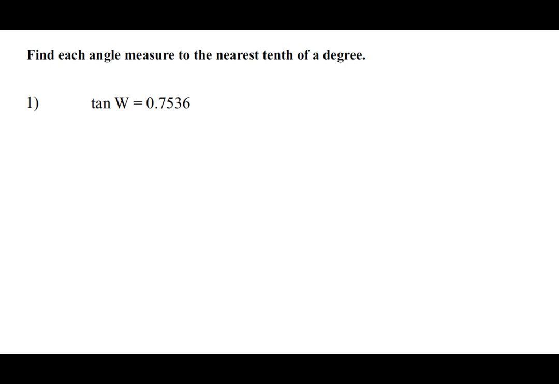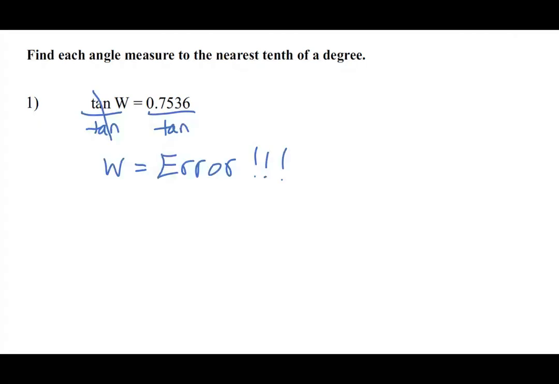So most people, the common mistake is they try to divide by the tangents. And when you put that in a calculator, I know tangents cancel out on the right side. But if you put the 0.7536 divided by tangent in the calculator, you're going to get an error message. You made a mistake. It's a common mistake, but you should not do that.